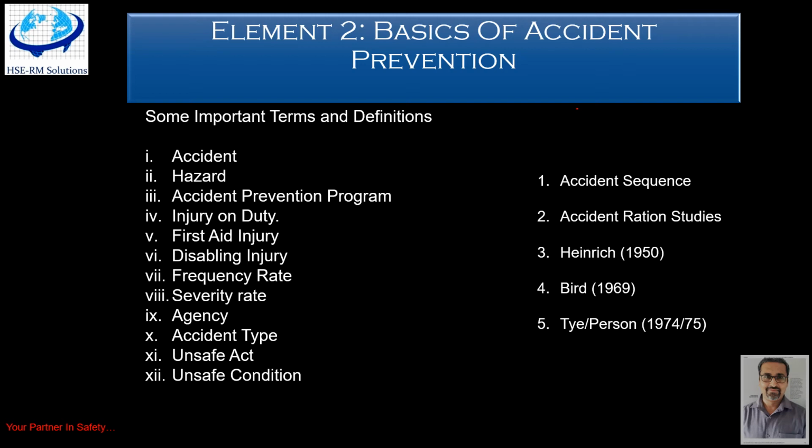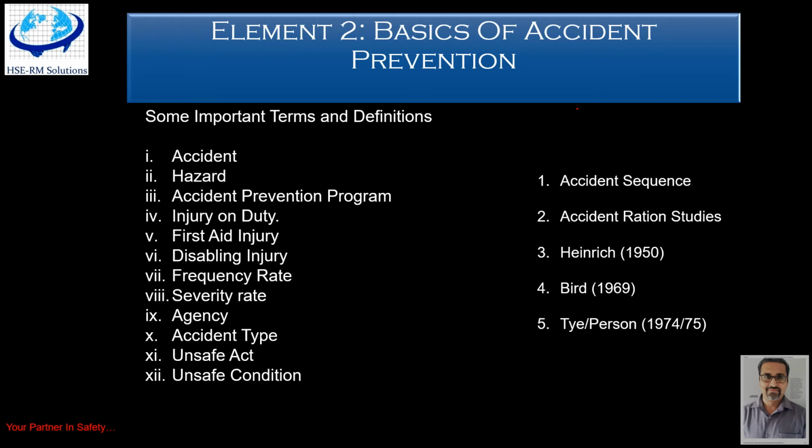Unsafe act. What is commonly an unsafe act? The violation of commonly accepted safe procedure or practice which results in an accident. So operating without authority, working at unsafe speed, making safety devices inoperative, unsafe position or postures, failure to use personal protective equipment. These all come under unsafe act.